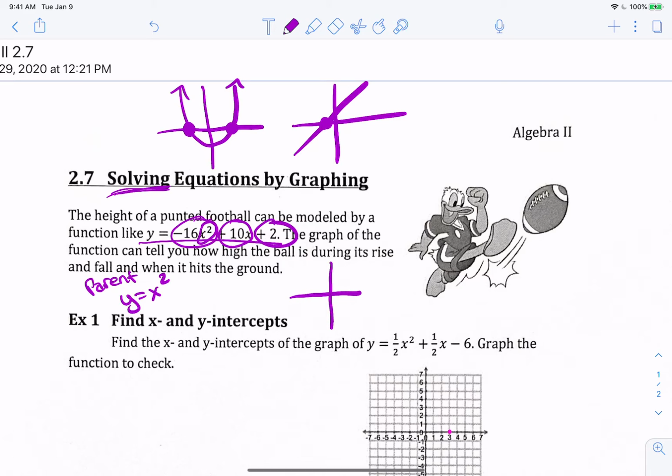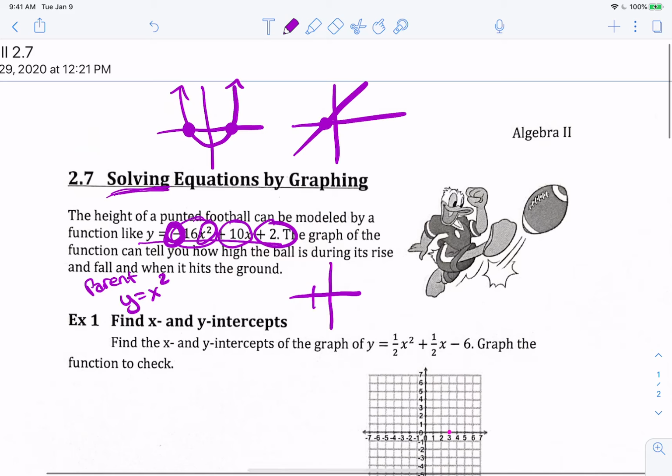A parabola. Now, this minus sign tells me something else about my parabola. It's going to be negative. It's going down like this, okay? So this is modeling the punted football. The football is being punted down here, and it's going up, and then it's coming back down. That's what a football does. It goes up and comes back down.